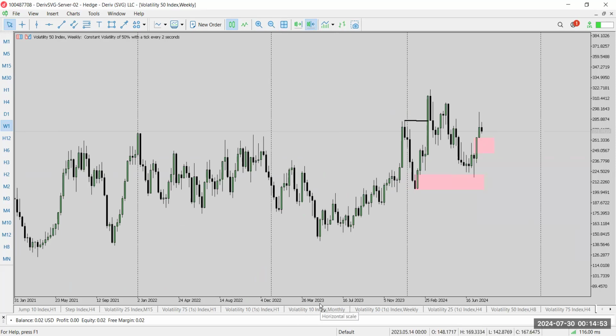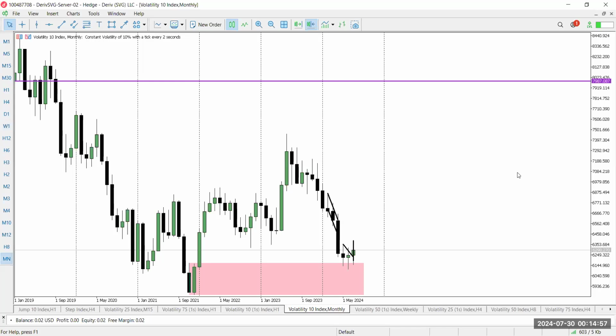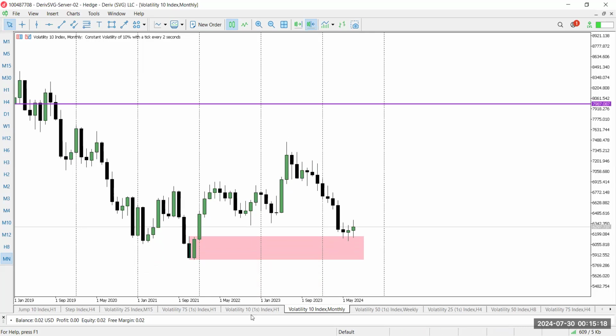So what next? I saw something nice on vix10. So on vix10, this is our monthly time frame, and it looks quite interesting. It looks quite interesting because we had a market structure shift right here on the daily, on the monthly time frame.